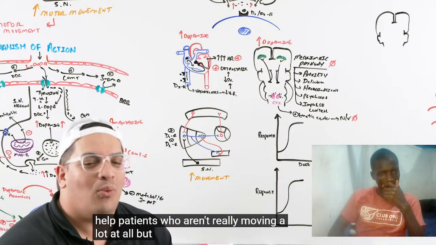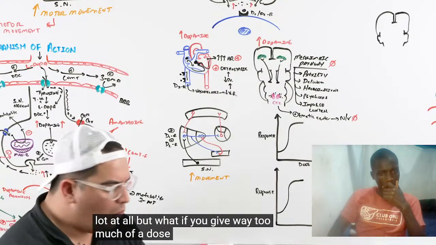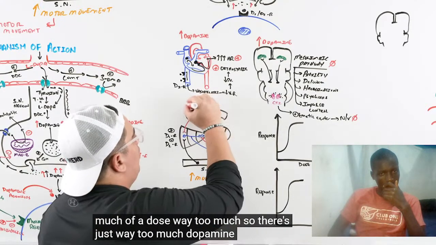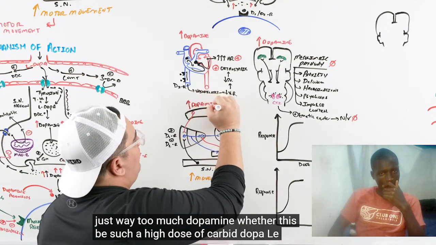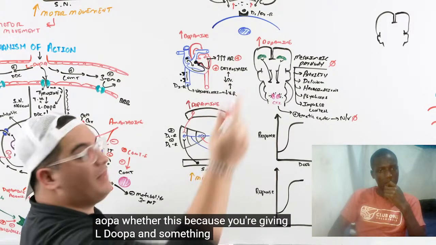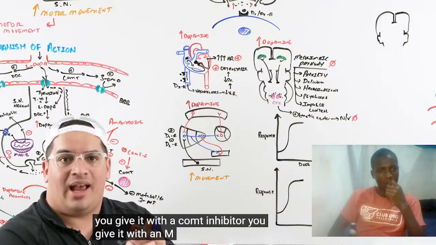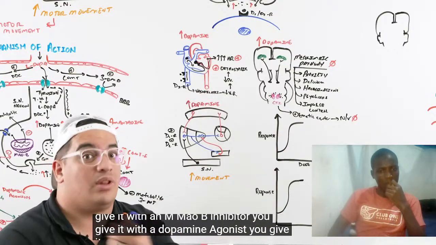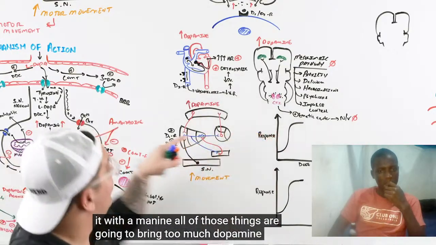But what if you give way too much of a dose? Way too much. So there's just way too much dopamine. Whether this be such a high dose of carbidopa and levodopa, or because you're giving L-dopa and something else that's increasing dopamine in the synapse, like a COMT inhibitor, an MAOB inhibitor, a dopamine agonist, or amantadine, all of those things are going to bring too much dopamine into the striatum.